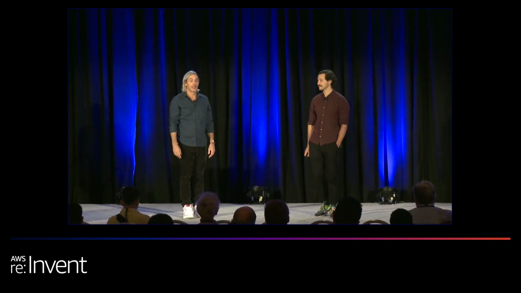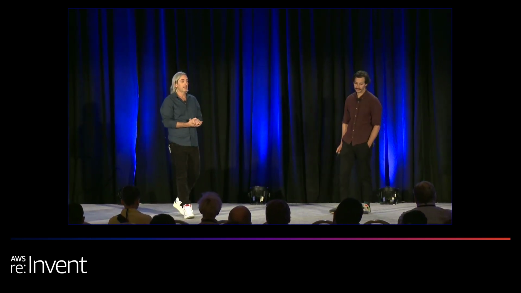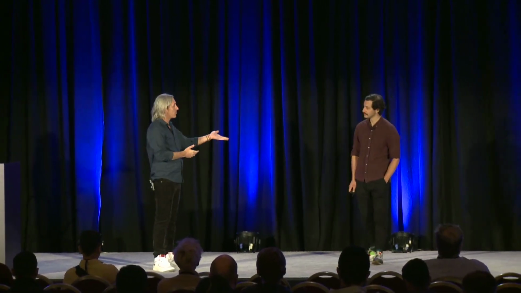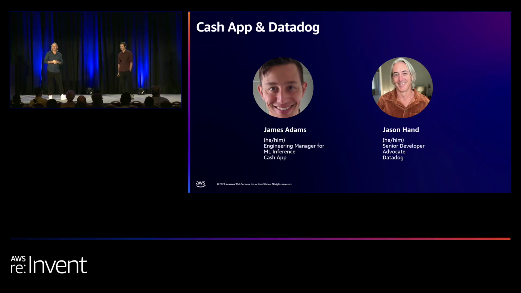Today we're going to be talking about some machine learning stuff that our friends over at Cash App have been pulling together. My name is Jason Hand. I'm a senior developer advocate at Datadog. And I'm really excited to be up here on stage with my friend James to co-present some of the things that they've been doing at Cash App. So James, do you want to introduce yourself?